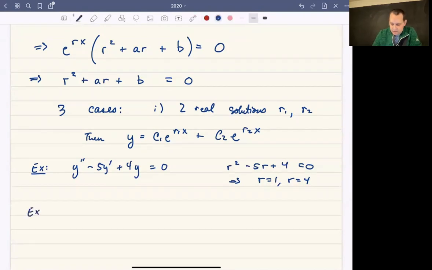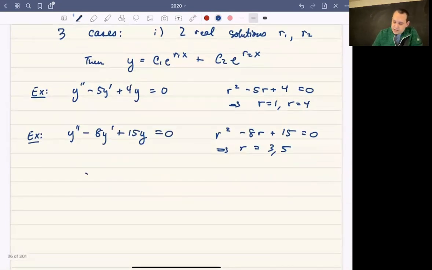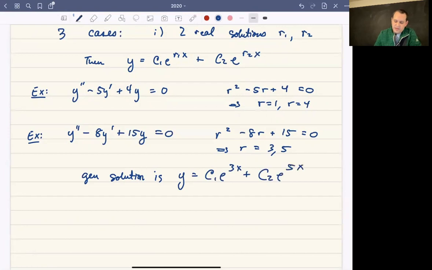If we were to have something like y double prime minus 8y prime plus 15y equals 0, we would look at the equation r squared minus 8r plus 15 equals 0. This has solutions r equals 3 and r equals 5, because it factors as r minus 3 times r minus 5. And that means that our general solution is going to be y equals c1 e to the 3x plus c2 e to the 5x. That's the end of the story. Really not much more that we need to say there. We'll do some examples as we go along, but that's the first case.